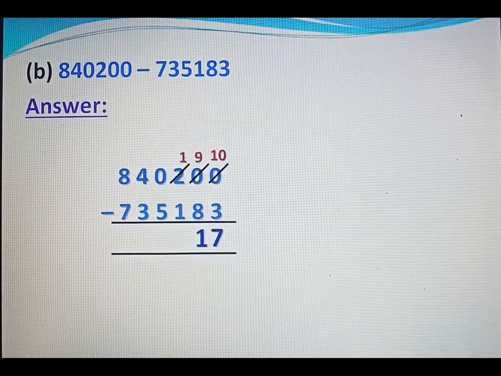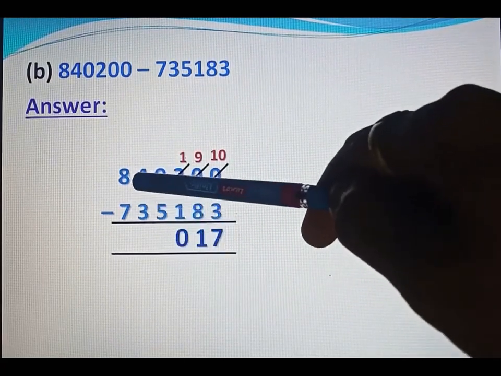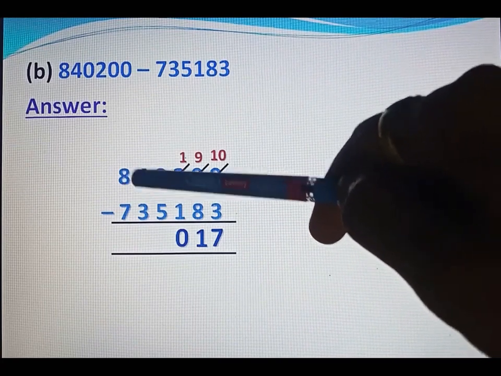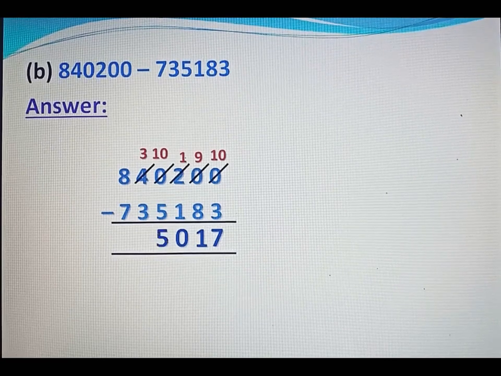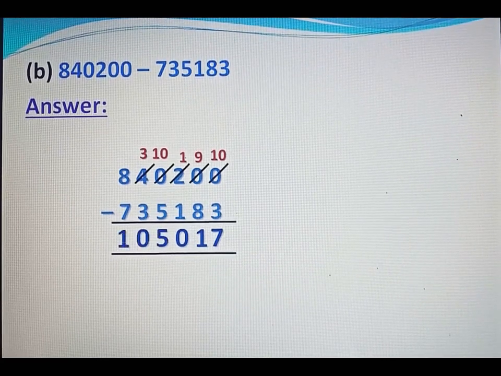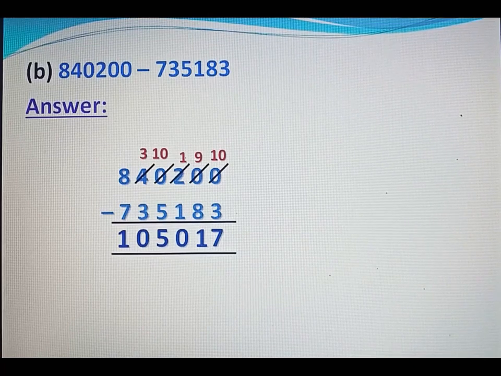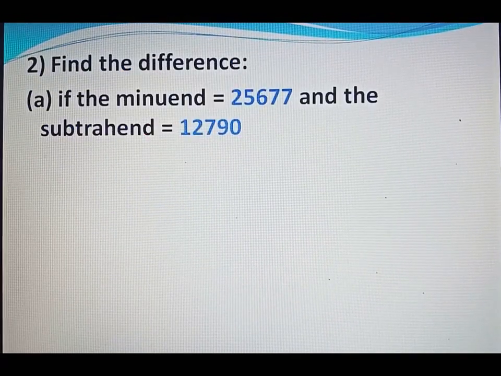This 1 minus 1, 0. Now again this 0 is smaller than 5, so we will borrow from 4. This will be 3 and this will become 10. So this 10 minus 5, 5. 3 minus 3, 0. 8 minus 7, 1. So the answer is 1,05,017.